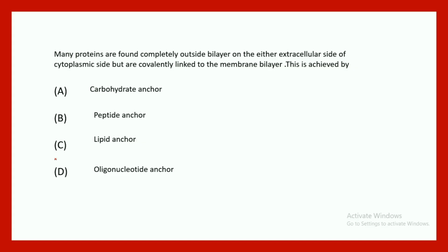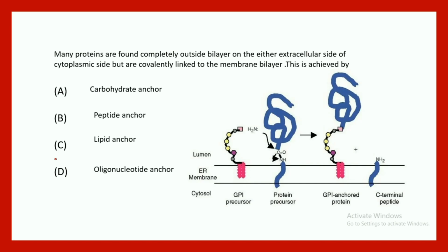Many proteins are found completely outside the bilayer on either the extracellular side or cytoplasmic side, but are covalently linked to the membrane bilayer. This is achieved by which type of anchor? So here these are actually lipid-based anchors. For example, GPI anchored protein. Now a GPI anchored protein has a GPI anchor, which is a lipid anchor, and the protein is transferred onto the anchor. As you can see here, the protein is transferred on the GPI anchor, and this is how the protein ends up floating from this GPI anchor, just like a hook, the way you tie something from the ceiling or something like that. So this is very easy.